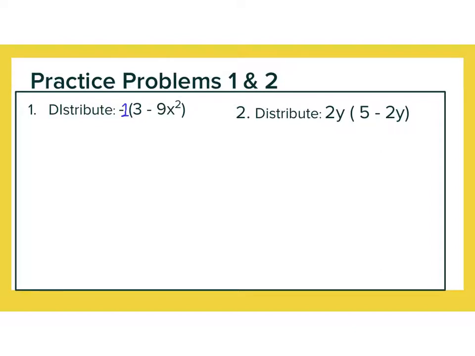So it's a -1 being multiplied by a +3. So that gives me -3. And it's a negative divided by a negative, so that's positive. 1 times 9 is 9, and the x squared stays the same.